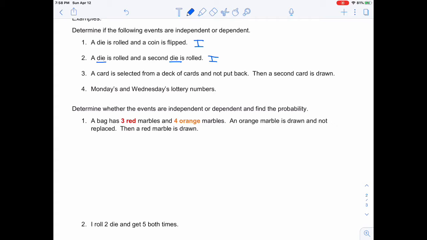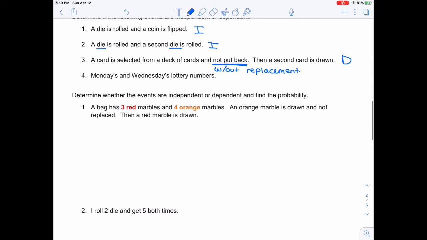Now we have a card is selected from a deck of cards and not put back. That part's your key. Not put back, or that's without replacement. So then a second card is drawn. That definitely is going to affect your probability, because if you didn't put your other card back, your total number of cards to pick that second one from is now decreased by 1. So this one's definitely going to be dependent. Like, think if you had 3 cards in your hand and you gave 1 to your sister, and then for your brother, you only have 2 cards left. So you have a 1 out of 2 instead of a 1 out of 3, okay?